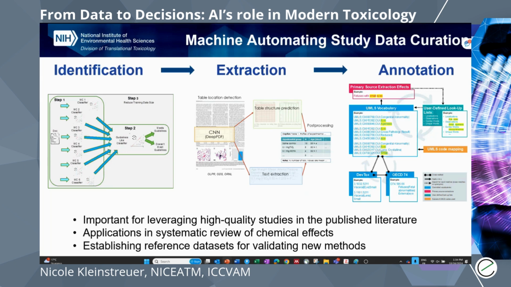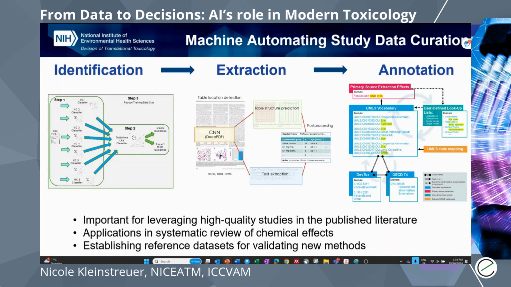There's first identifying high quality studies in the literature. So studies that adhere to certain minimum criteria from guideline protocols. So, is there a sufficient N to ensure statistical power? Did they use the right animal model, the right dosing route? Are they looking at the right endpoints? So identifying those high quality studies, we've been using machine learning approaches trained on manually curated reference sets to prospectively apply that to the scientific literature.